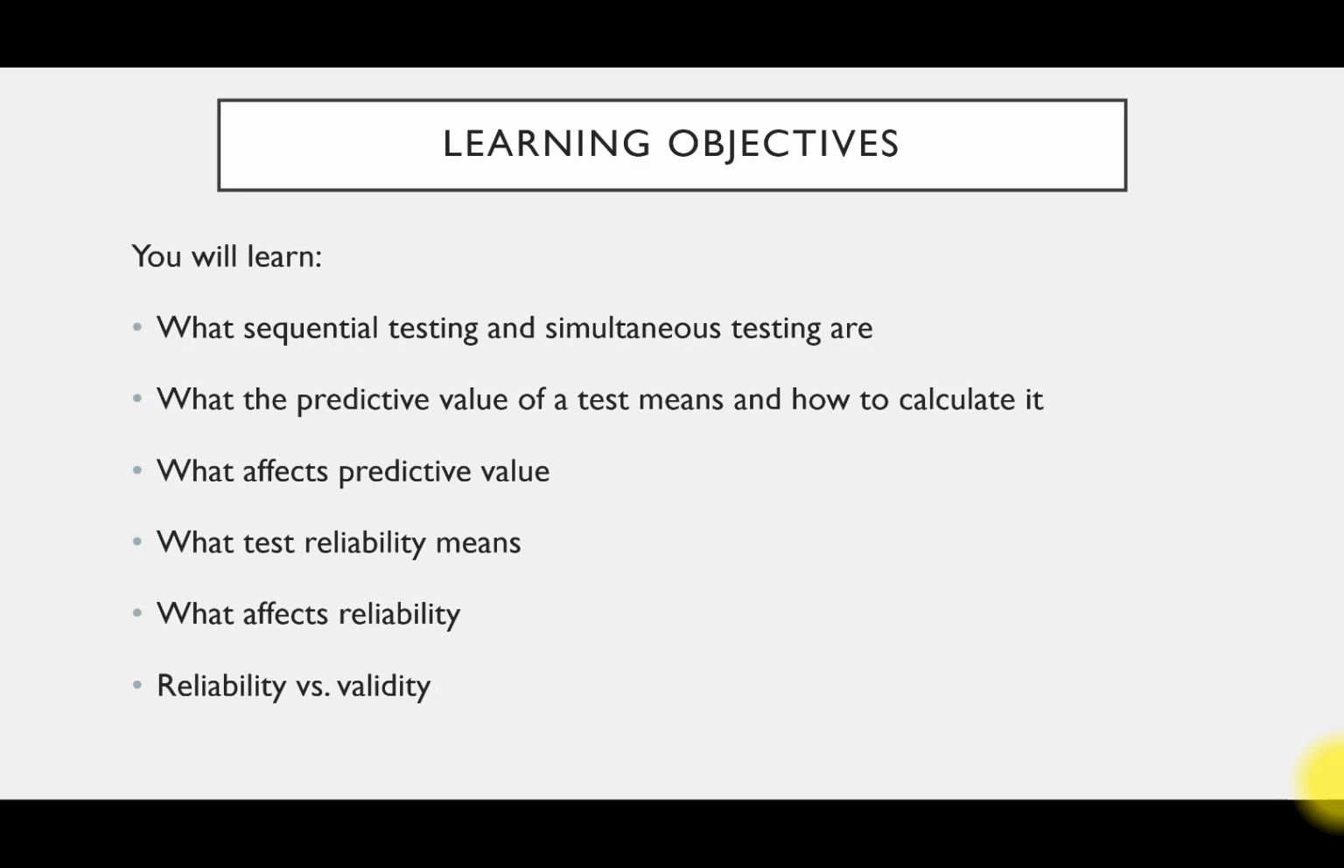All right, so let's go over our learning objectives for today. This is going to be a very dense lecture and we're going to cover some very important concepts. Today we're going to talk about how screening tests are applied in the same individuals, either by using simultaneous or sequential testing. We will introduce a new measure of validity, the predictive value. And we will further discuss reliability specific to testing and differences between reliability and validity.